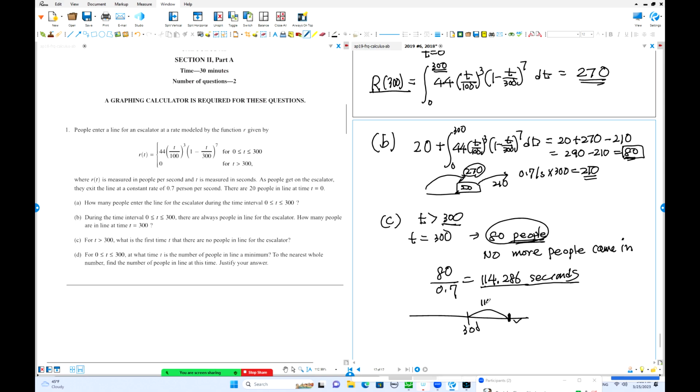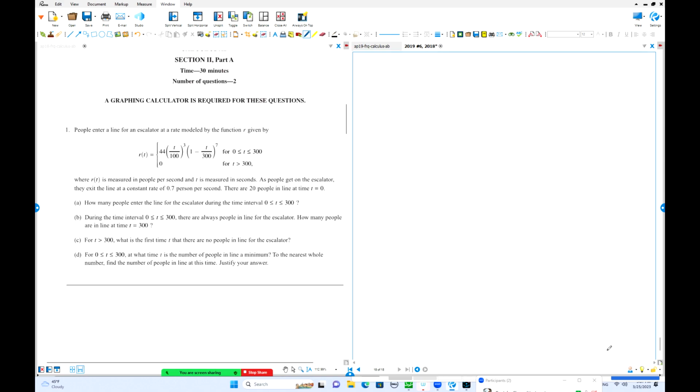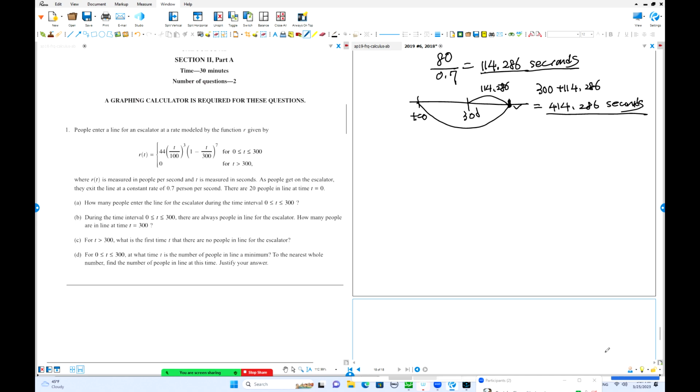For after this it is 114.286. We want to find the total time they're asking you. So 300 plus 114.286. That is 414.286 seconds. Okay. So no one is on the escalator line. Is it okay? Yeah. All right. Just choice D.